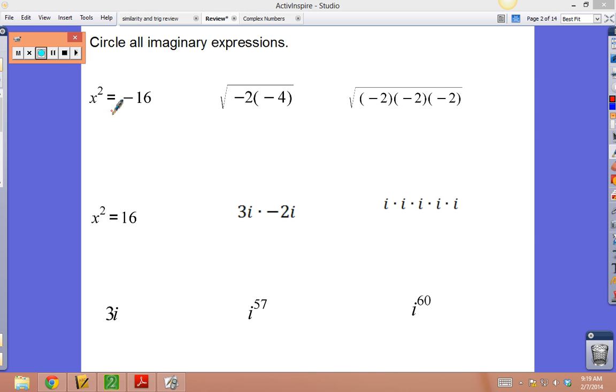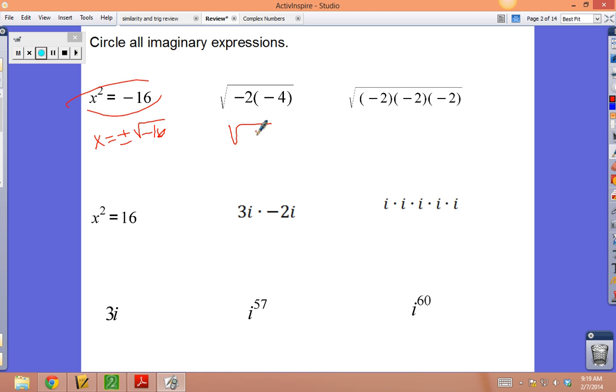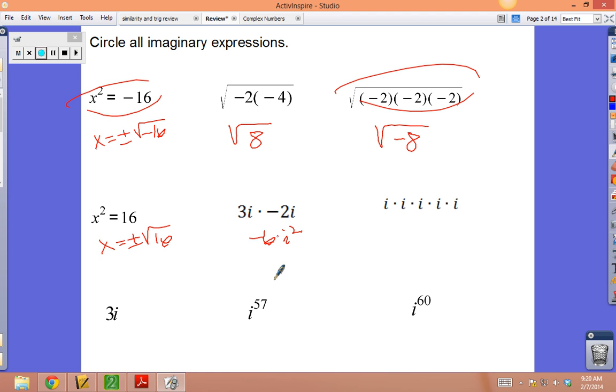Okay, imaginary. This will give you an imaginary because it's really this: x equals plus or minus the square root of negative 16. This is the square root of 8. That's real, we're okay. This is the square root of a negative 8. That's imaginary. That's real because that's the square root of 16. This is going to be negative 6 times i squared. That's real because an i squared is a negative 1, so that's a positive 6.